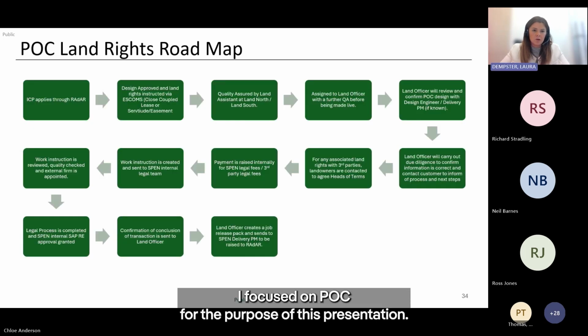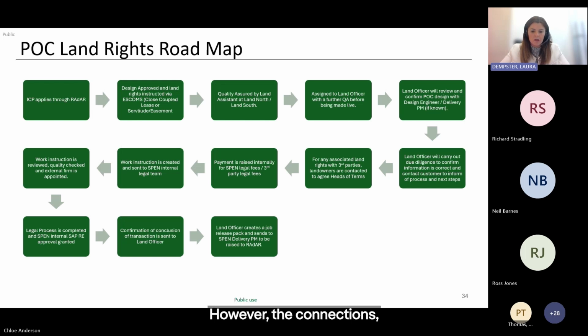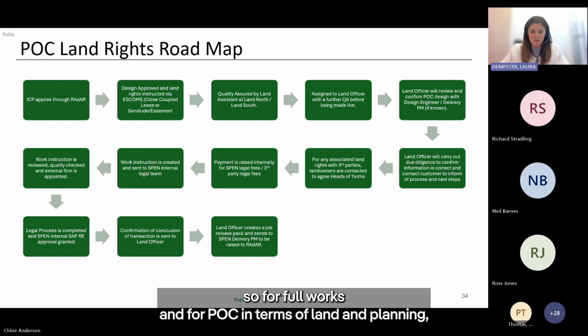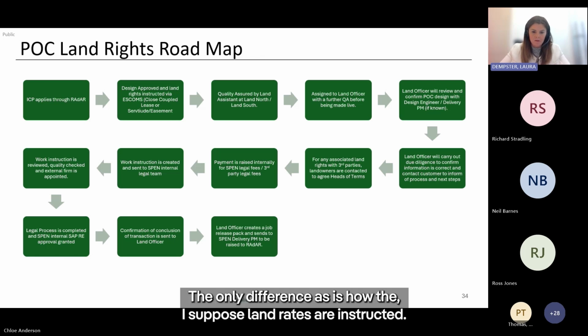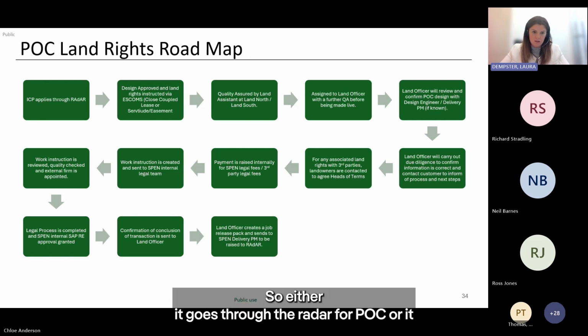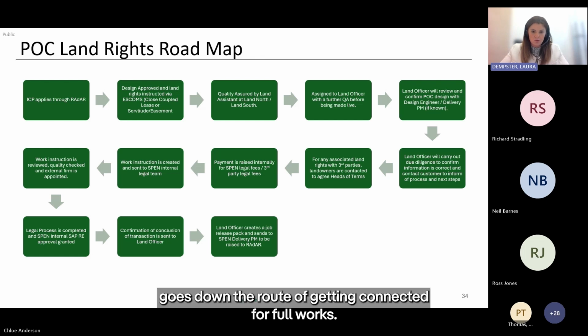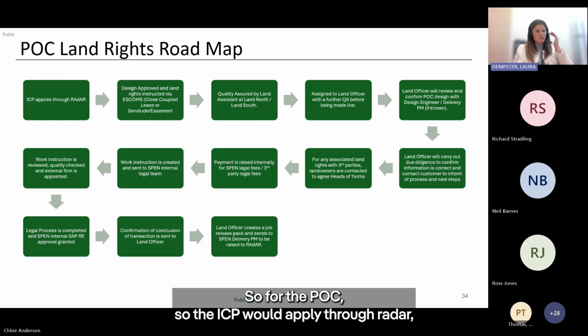Like I said, I focused on POC for the purpose of this presentation. However, for full works and for POC, in terms of land and planning, the process of that land right is generally the same. The only difference is how land rights are instructed. So either it goes through the radar for POC, or it goes down the route of getting connected for full works. So for the POC, the ICP would apply through radar.